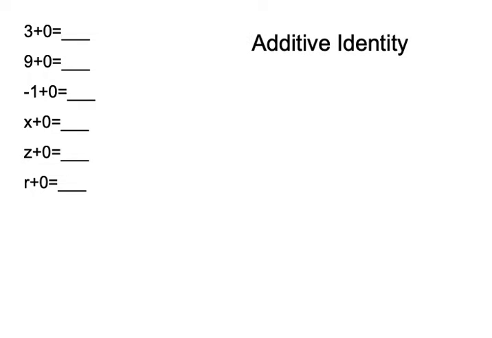Okay, let's look at the additive identity. The additive identity is when we add and nothing changes. So 3 plus 0 is 3. 9 plus 0 is 9. -1 plus 0, -1. X plus 0, of course, will be x. Z plus 0 is z. And r plus 0 is r. The values do not end up changing.